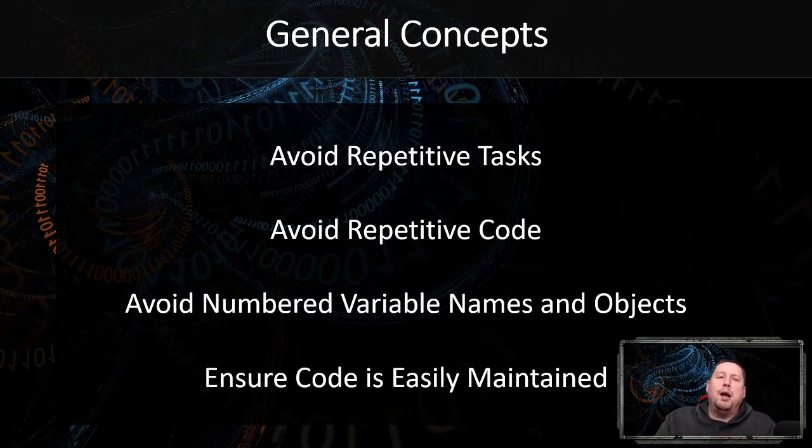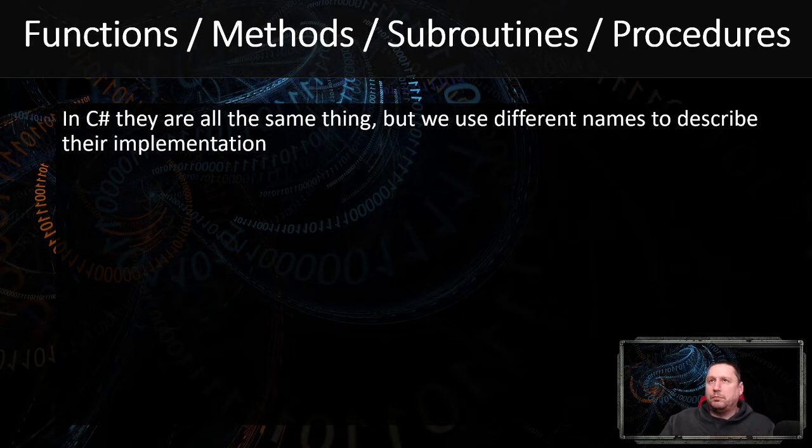And the last and probably the most important is ensure that your code is easily maintained. If you need to make a small change, it is important that the way you've coded it means that change only has to happen in one location. If you find yourself making the same change over and over and over again in many areas of your code, likely there's a better way to do it.